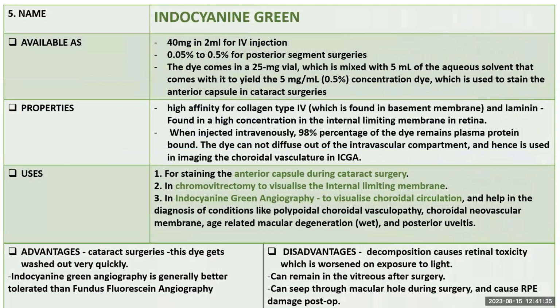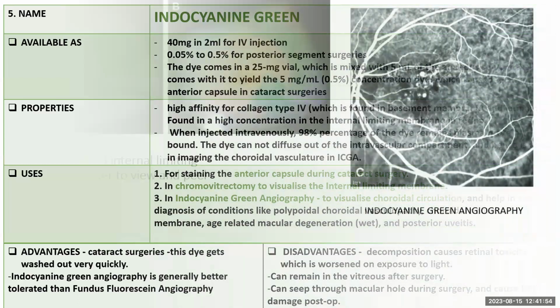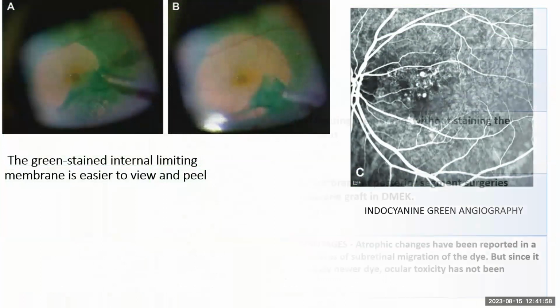It is used as the dye gets washed out very quickly, and indocyanine green angiography is generally better tolerated than fundus fluorescein angiography. But the major disadvantage is the decomposition that occurs because it is chemically unstable. So it causes retinal toxicity. Over here, we can see the green stained internal limiting membrane and the indocyanine green angiography.